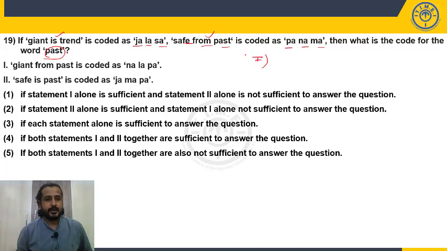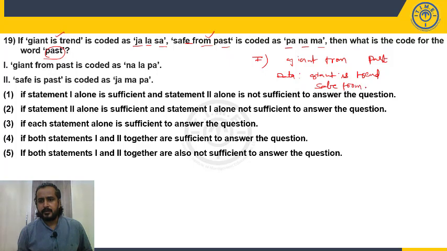1 alone. Alright. What is given? Jaint from past. Say I don't want to find the code. I just need to find out whether I am able to get the answer. Now we are given 2 clues, right? You may take the help of those 2 clues. In the initial data, what are the clues given? Jaint is trend. Okay. Second statement, safe from past. With the help of these statements, I can find it.